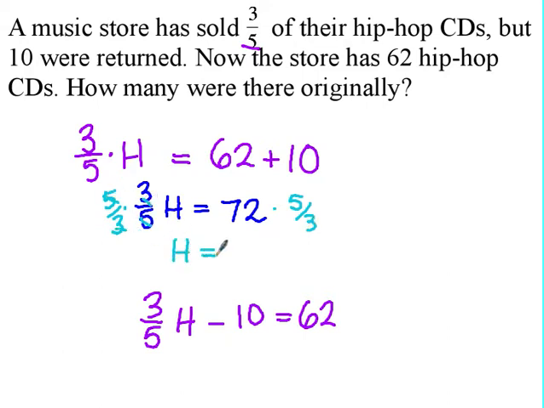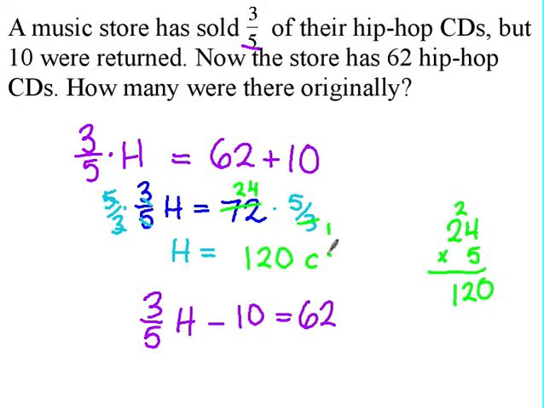So H equals. Now this is the problem. What I would do if I were you, 3 goes into 24 how many times? It's going to be a lot easier for us to do 24 times 5 than it is for us to do 72 times 5 divided by 3. Okay, so let's do 24 times 5. When I do that, what do I get? Okay, 0 carry 2, 120. So we have a total of 120 CDs.